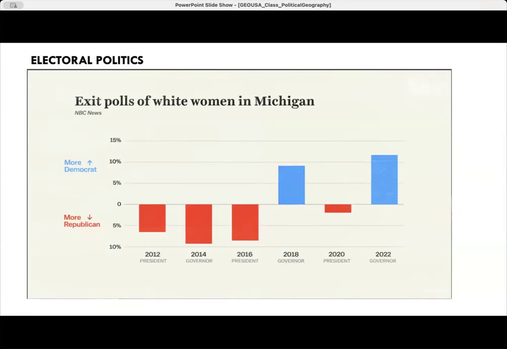Now, this chart doesn't tell us the reason for that, but there was something big happening around that time. A kind of adjustment in the way that many women in the U.S. were participating in politics.